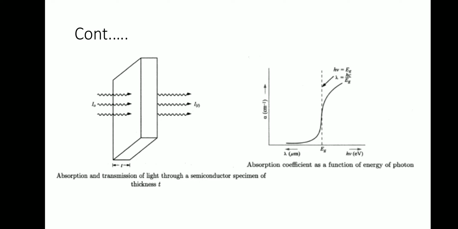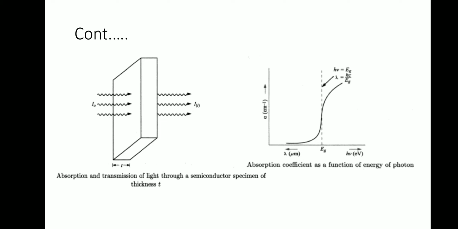We can see this in figure 1. We have a semiconductor specimen having thickness t. An I0 amount of energy is incident on that semiconductor. From that, I(t) amount is transmitted out. The remaining energy is absorbed in the crystal. So the equation is I(t) equals I0 into e raised to minus alpha t, where alpha is the absorption coefficient. And in the second figure we can see the absorption coefficient as a function of the energy of the photon.